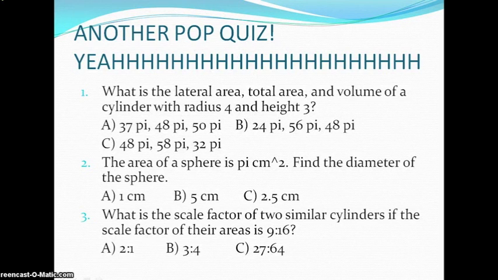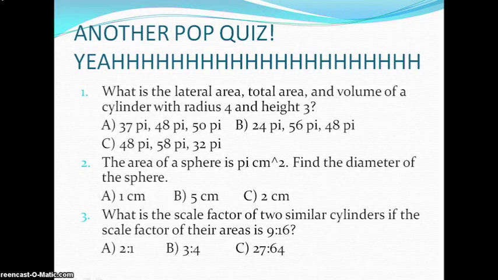Number 2. The area of a sphere is pi centimeters squared. Find the diameter of the sphere. A. 1 centimeter, B. 5 centimeters, or C. 2.5 centimeters. If you got A. 1 centimeter, then you are correct.